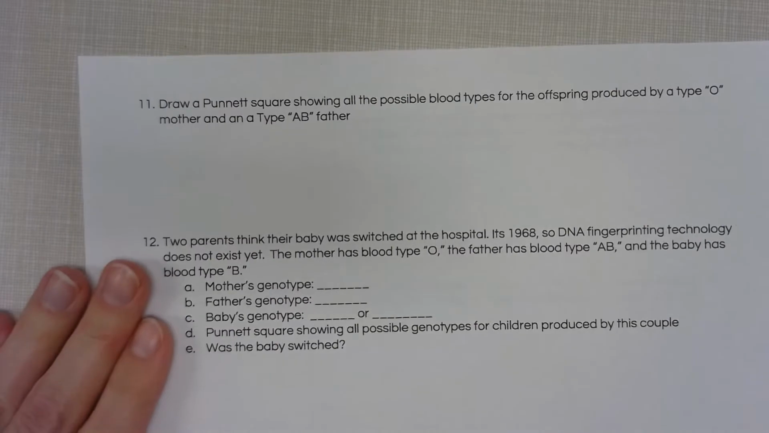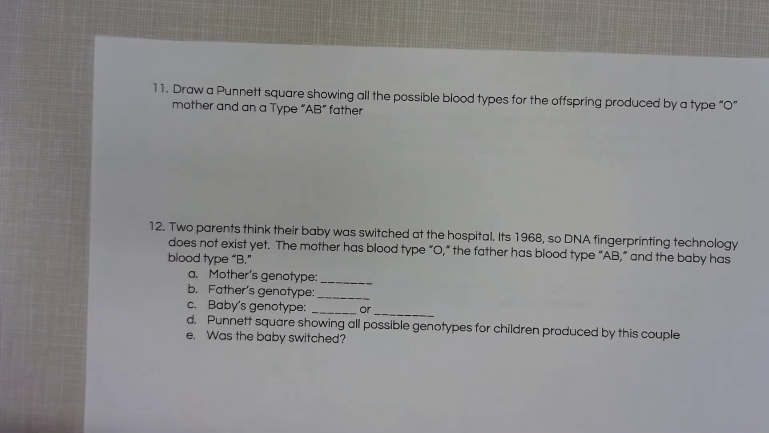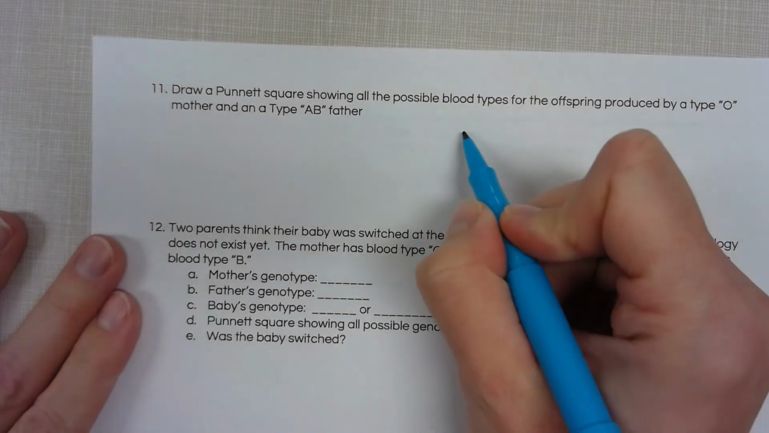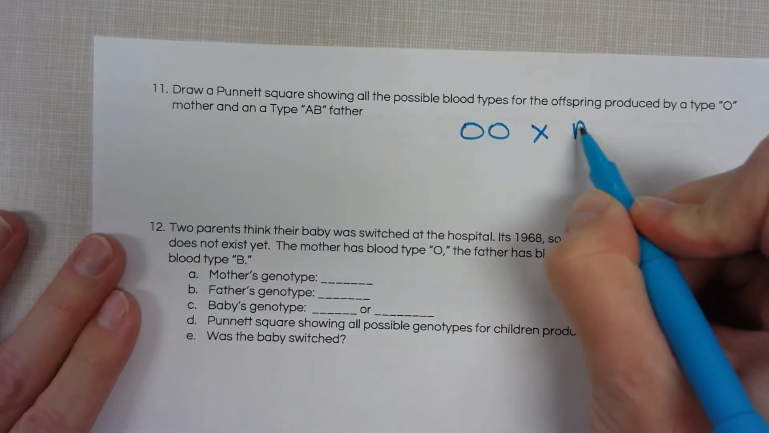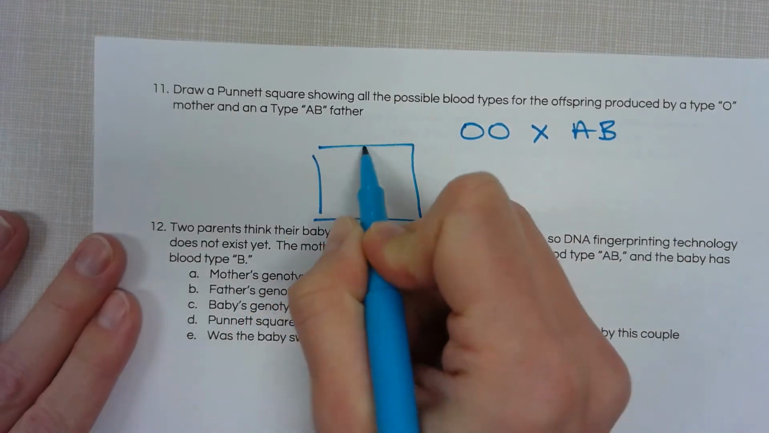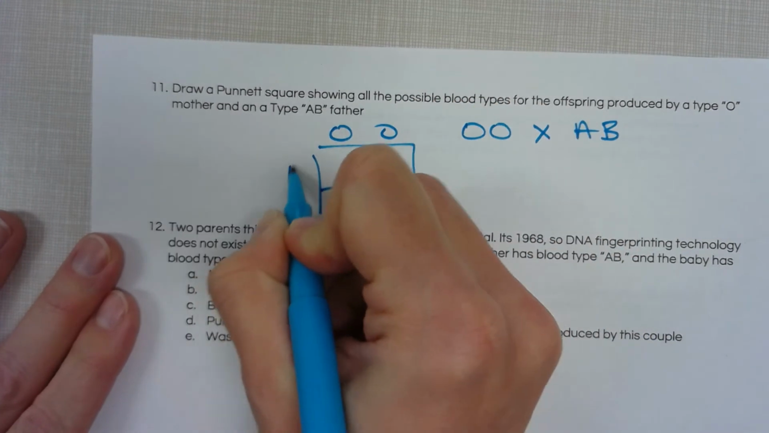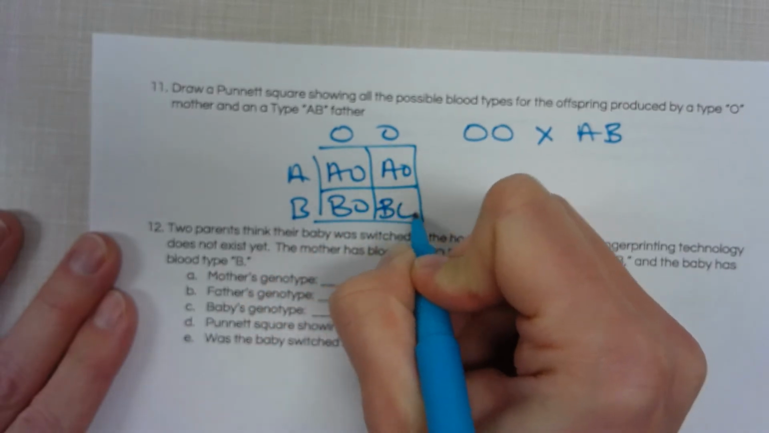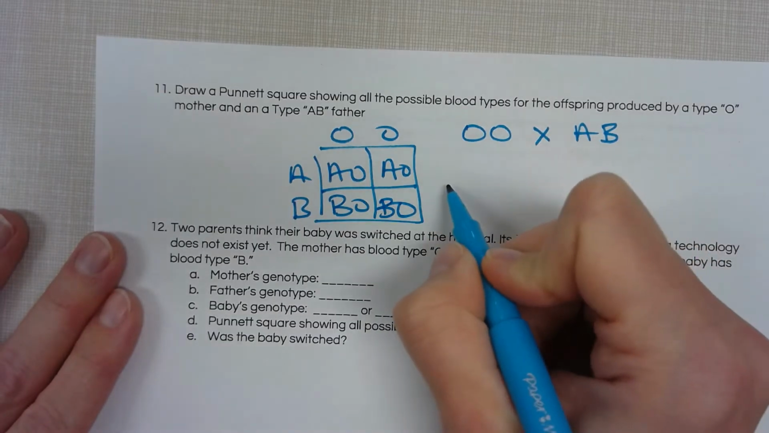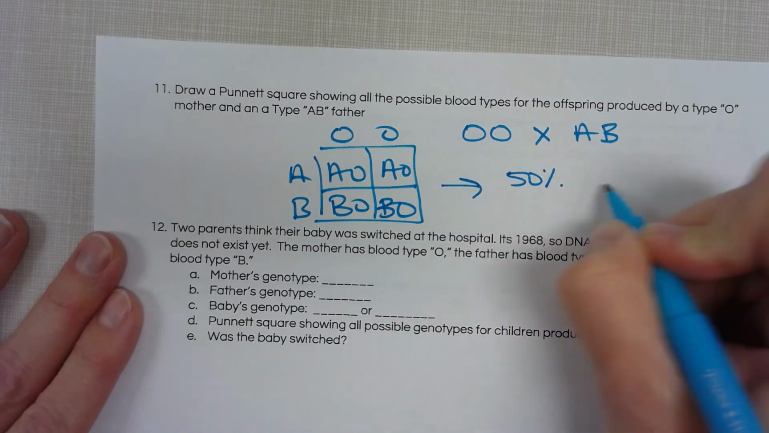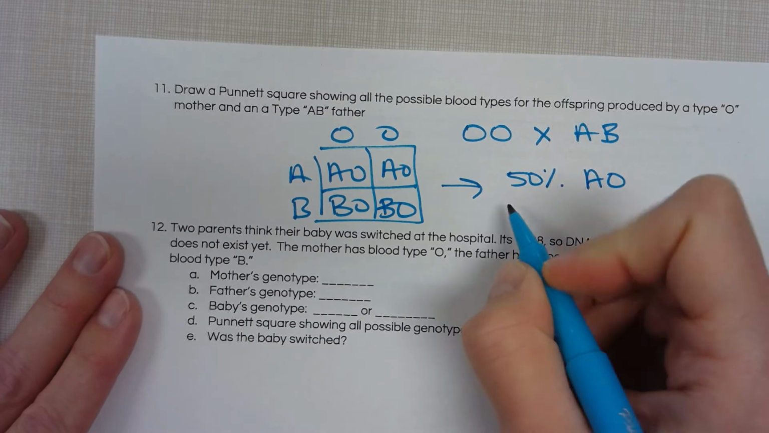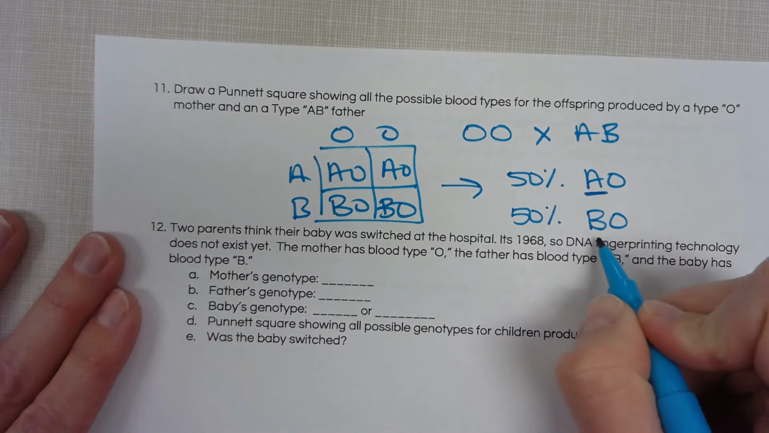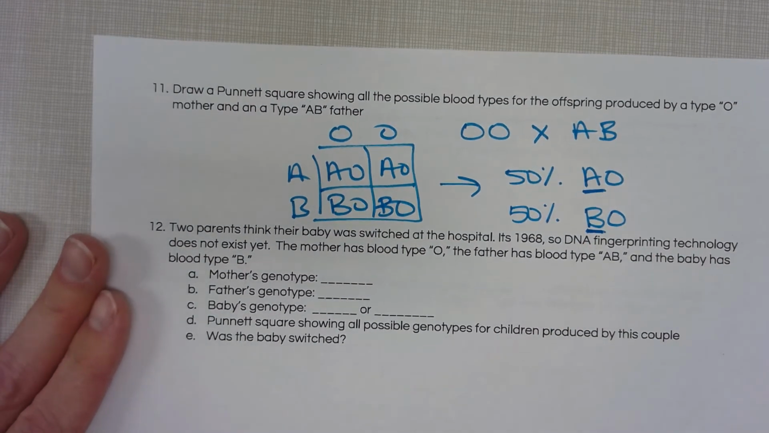Here, let's move it down. Draw a Punnett square showing all the possible blood types for the offspring produced by a type O mother and a type AB father. So O crossed with an AB. Same thing, put it in a Punnett square. O with an AB. Fill in your Punnett square, and here are your possible results. So in this example, you would have 50% chance of having an AO blood child, or 50% having B blood. A blood, B blood. Only way to get O is to have both alleles be O.